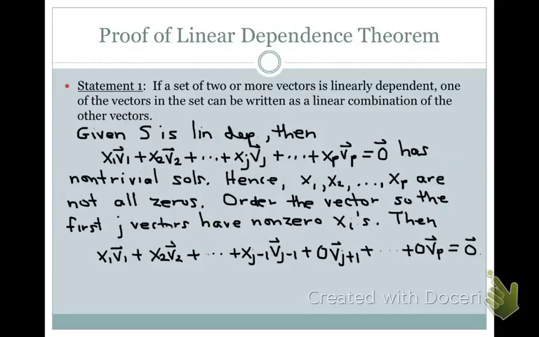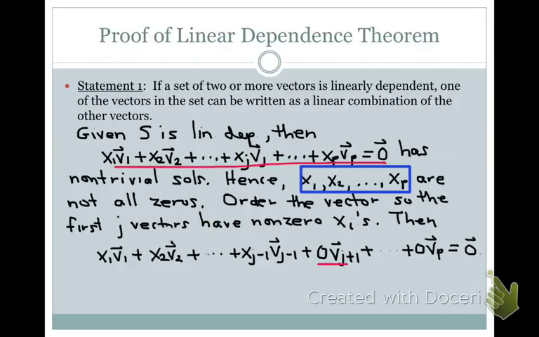So again, we have our homogeneous linear system, which is written here, and we know that it has non-trivial solutions. Because of that, we know that not all of these x's, that is the coefficients in front of the unknowns, or the vectors, are going to be zeros. So let's say that we order them so that the first j vectors have non-zero x's. Then our homogeneous linear system would look like this.